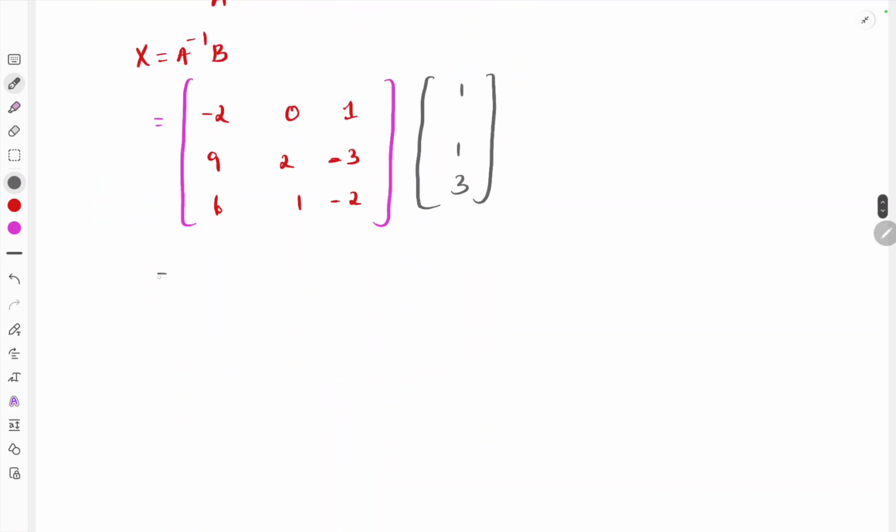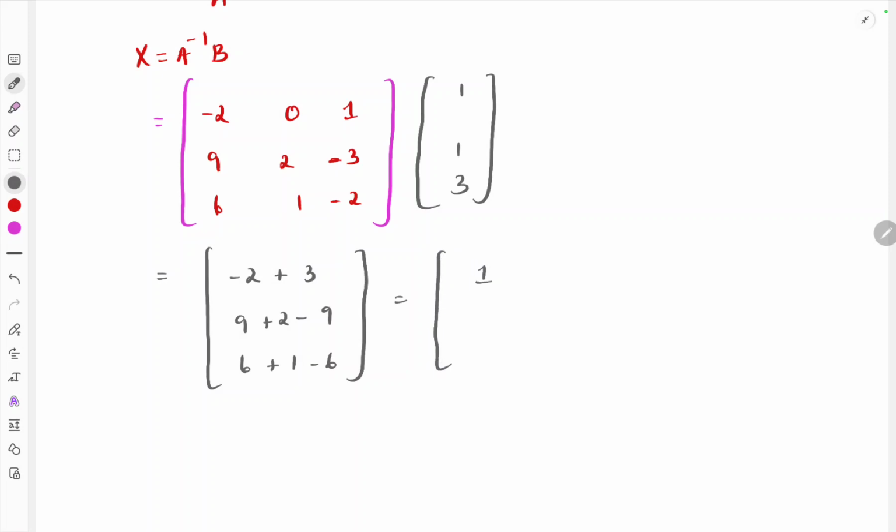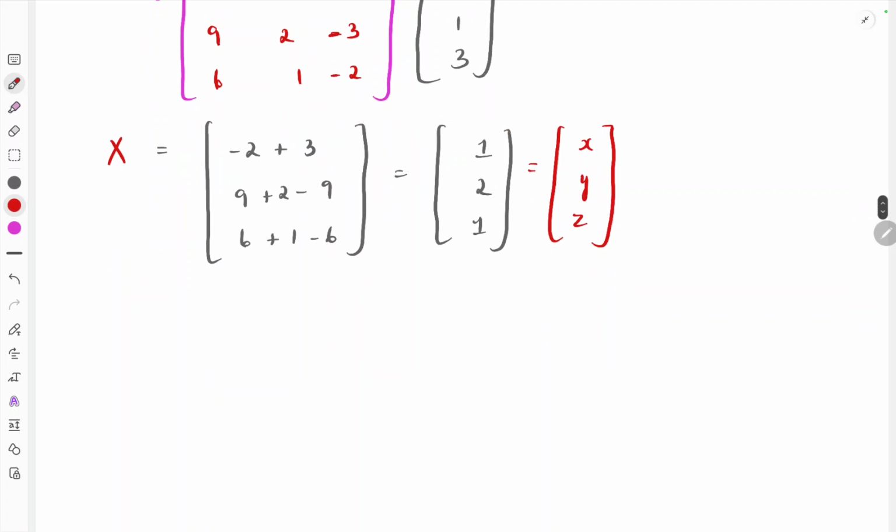So now we just have to multiply. First row with first column. So minus 2 into 1, minus 2. 0 into anything is 0. So plus 3. Next 9 into 1, 9, plus 2, minus 9. Next 6 plus 1, minus 6. So which means the values will be 3 minus 2, it is 1. 9 minus 9, 0. Then just 2. And here 6 minus 6 will get cancelled, it will be just 1. So this is matrix X we got. So matrix X is the same as x, y, z here. So after comparing, if two matrices are equal, corresponding elements will be the same.